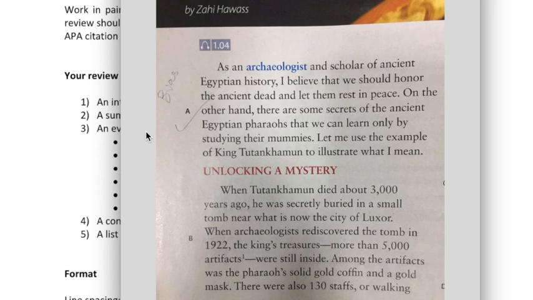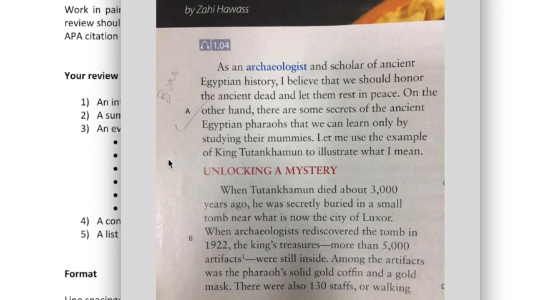He says that as an archaeologist and scholar of ancient Egyptian history, I believe that we should honor the ancient dead and let them rest in peace. However, on the other hand, there are some secrets of the ancient Egyptian pharaohs that we can learn only by studying their mummies. So that means I here is Zahi Hawass, the author of this article. Do you think he is being neutral or biased?